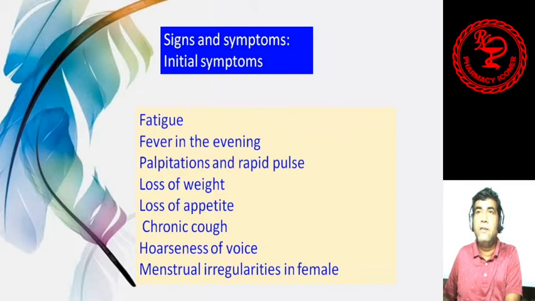Sometimes there will be chronic cough, not like whooping cough, but there will be coughing. Hoarseness of voice, the voice becomes husky. And in case of females, menstrual irregularities may occur.